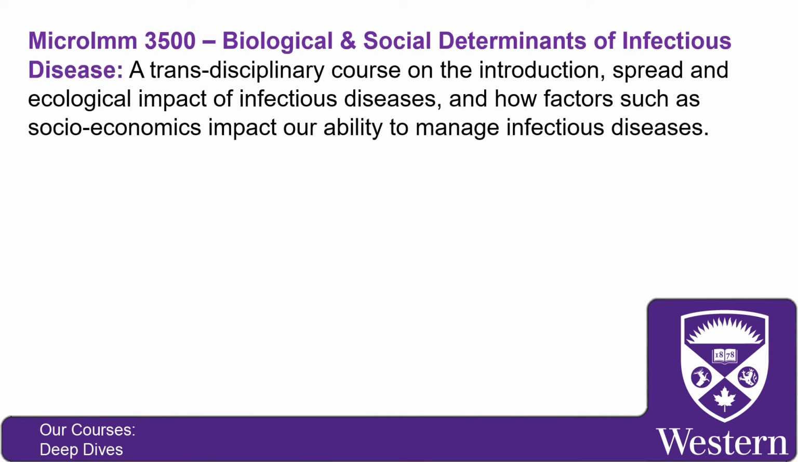In addition to our core courses, we offer 2 specialty courses that are targeted at students with particular interests or with particular career goals. The first of these is Microbiology and Immunology 3500, which is our course on public health. In this course, you will learn about how diseases are introduced and spread through populations, and how factors like socioeconomic status can affect the ability to respond to these types of outbreaks.